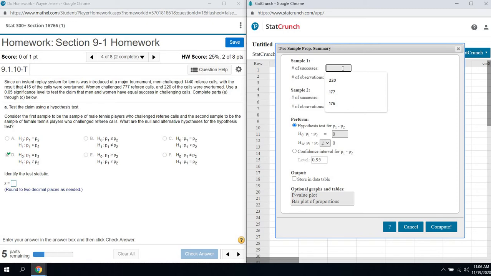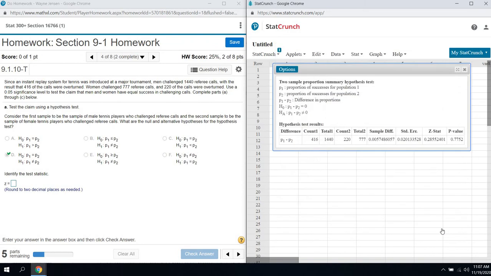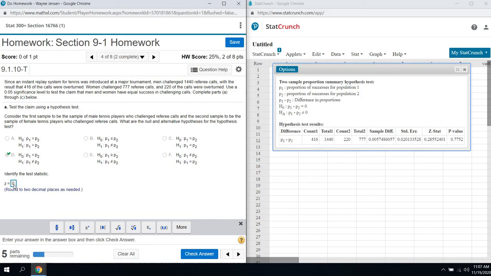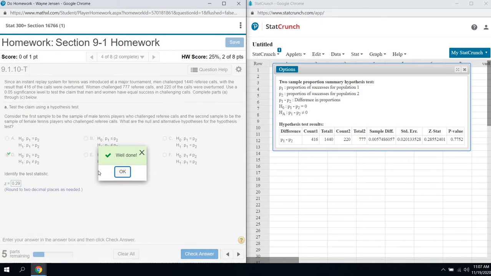In a tournament, 416 of the 1,440 calls for men were successful. For the women, 220 out of the 777. The null hypothesis is P1 equals P2, or P1 minus P2 equals 0, and not equal to is the right symbol there. Awesome. So we're going to click compute, and in an instant we're given the numbers that we need. 0.2855. They want it out to 2 decimal places, so 0.29. Well done.